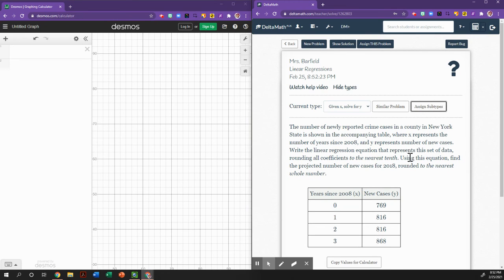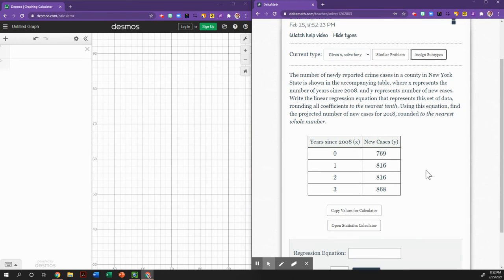All right, it says the number of newly reported crime cases in a county in New York State is shown in the accompanying table, where X represents the number of years since 2008 and Y represents the number of new cases. Write the linear regression equation that represents this set of data, rounding all coefficients to the nearest tenth. So I'm going to take this information here plus the table.